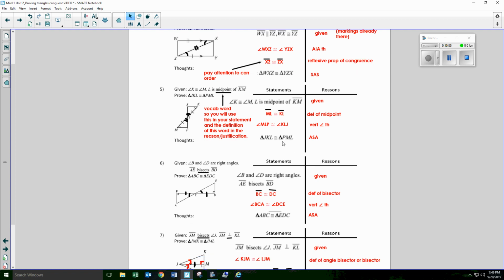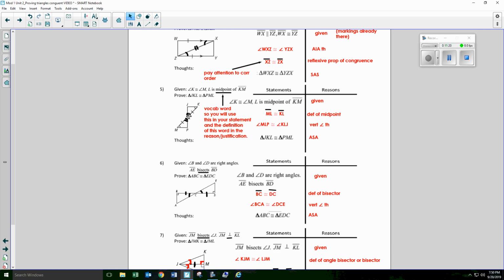All right, number 5. Given angle K is congruent to angle M, there's your A congruent to M. L is the midpoint of KM. Prove the two triangles congruent. Notice midpoint, that's a vocab word. Whenever you have a vocab word up here in your givens, you're going to use that vocab word in your statement somewhere, and the definition of that vocab word. Okay, you're going to be using that.